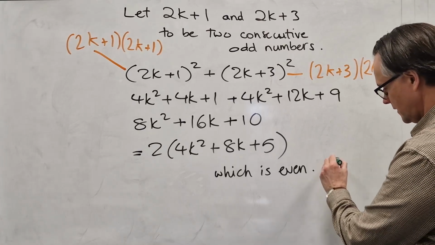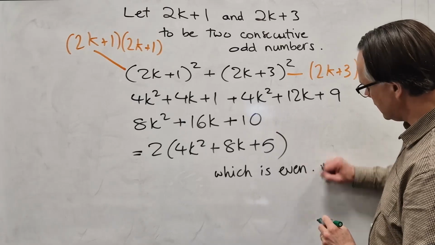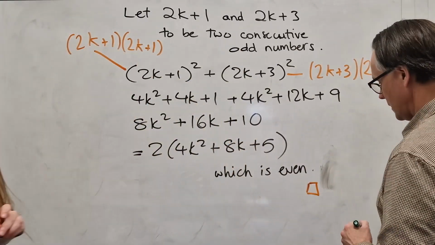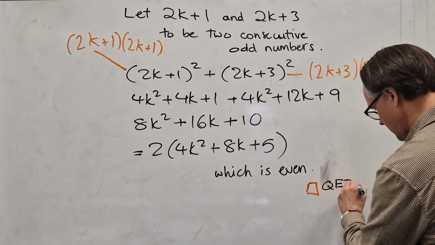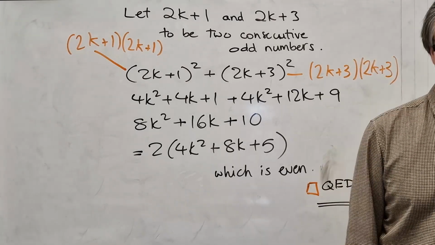You mean like that? No. Oh, that's contradiction. Yeah. You mean like the proof square? Yeah, that proof square, or we could write QED. Yeah, don't do that.